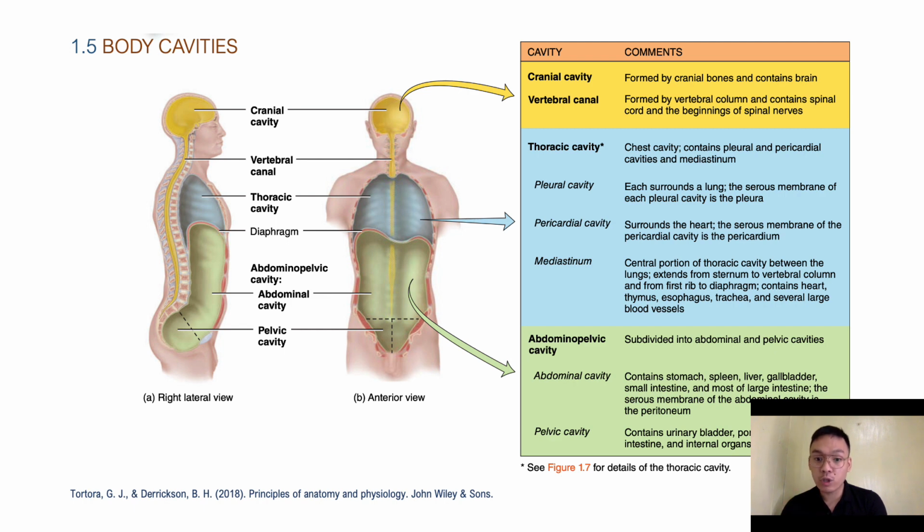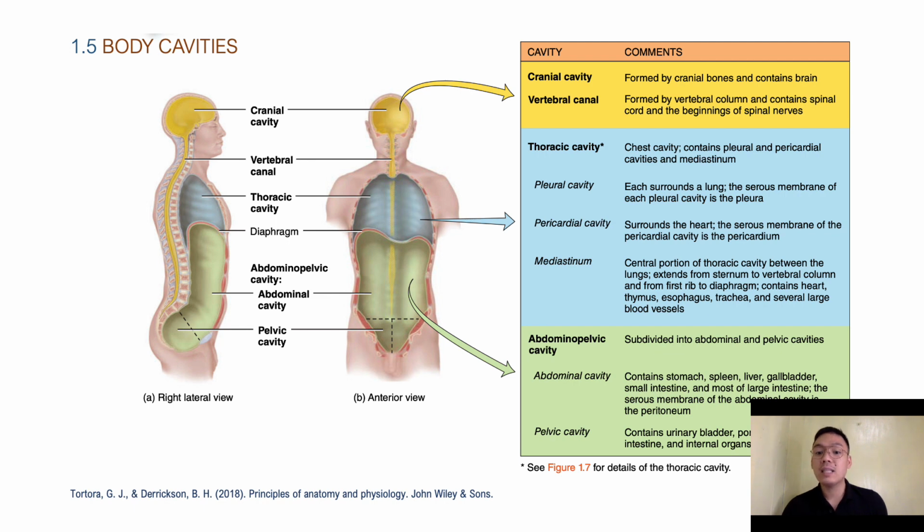The mediastinum is the central portion of your thoracic cavity between your lungs, and it extends from your sternum to the vertebral column, and from the first rib to the diaphragm. It contains the heart, your thymus, esophagus, the trachea, and several large blood vessels. Your abdominopelvic cavity, in green, is subdivided into your abdominal and pelvic cavities. Your abdominal cavity contains your stomach, spleen, liver, gallbladder, and most of your large and small intestines. The serous membrane found here is your peritoneum.